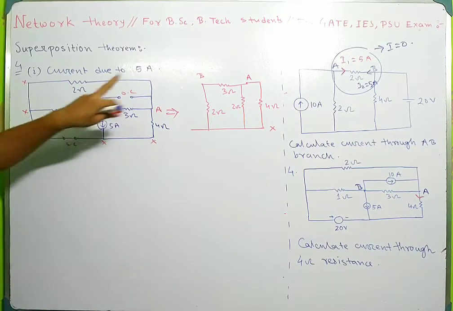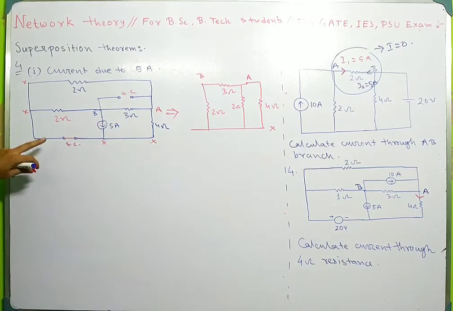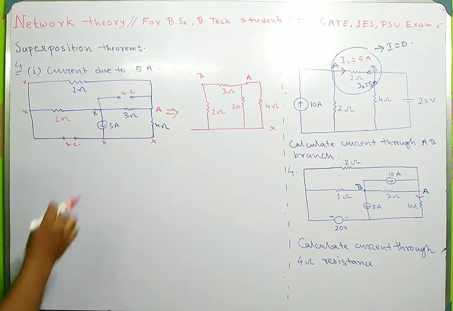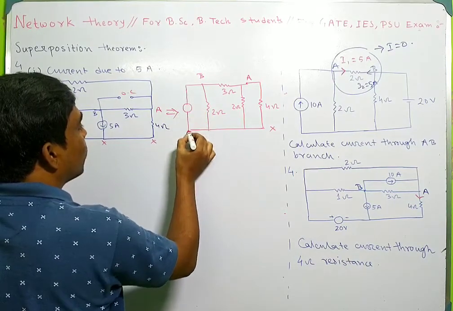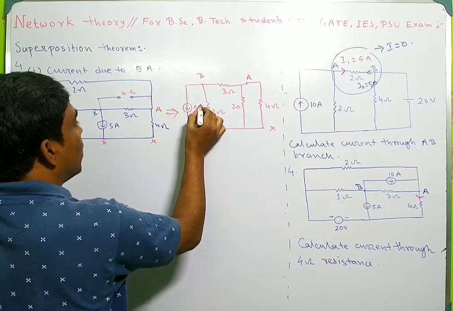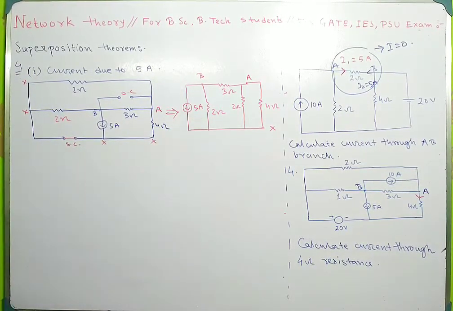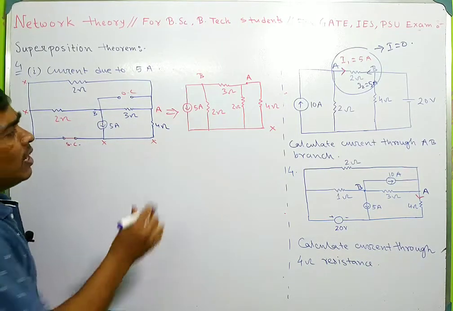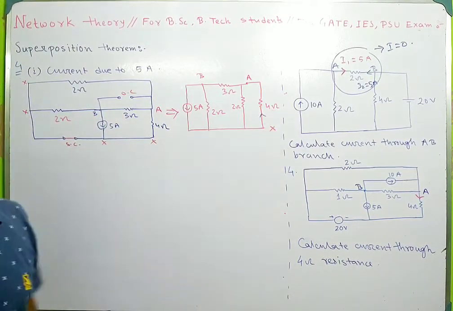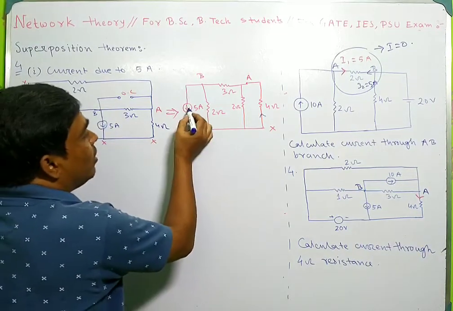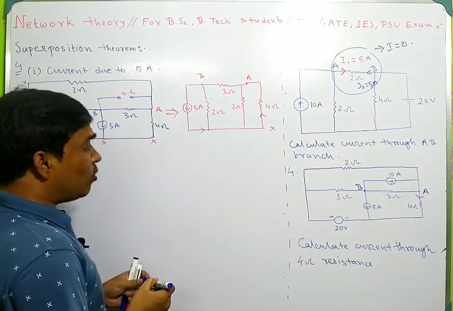A to X to B, this is 3, this is 2. And another path is short circuited, and B to X, this is a current source, a 5 ampere current source. So this circuit is redrawn here. Now you have to calculate the current through this 4 ohm resistance. So this 5 ampere current will be divided from this node.